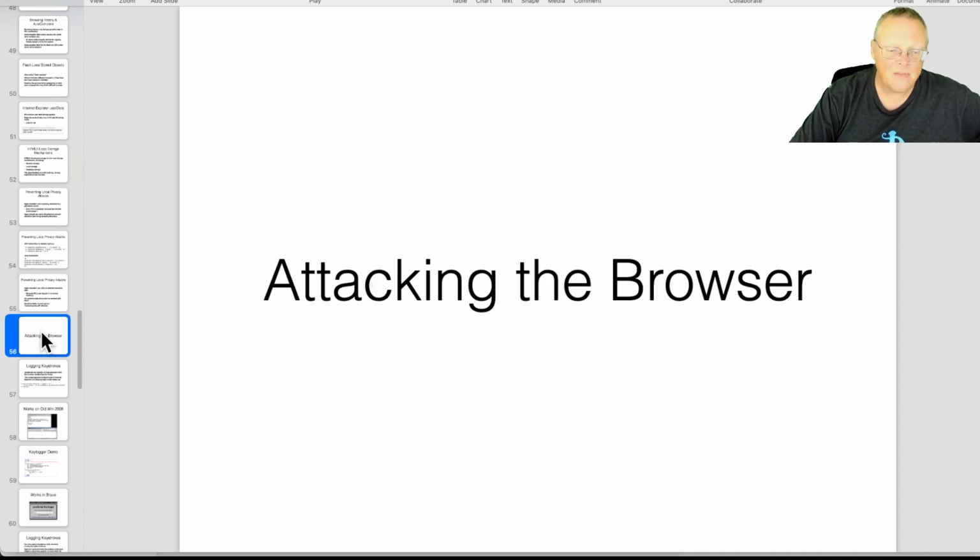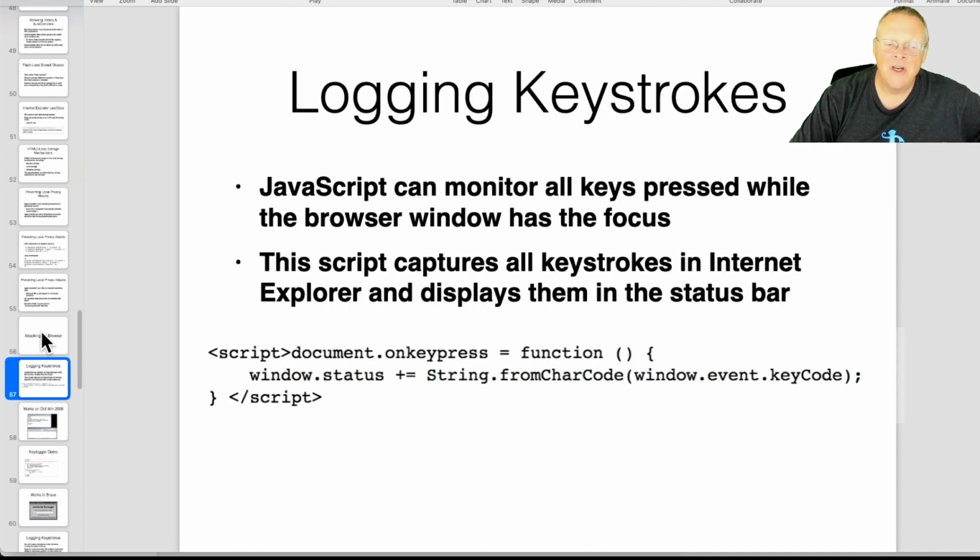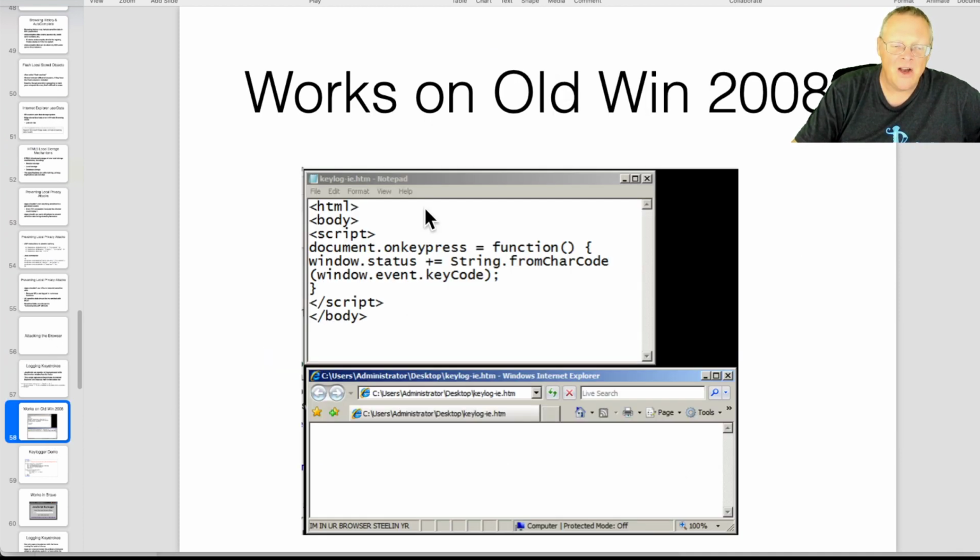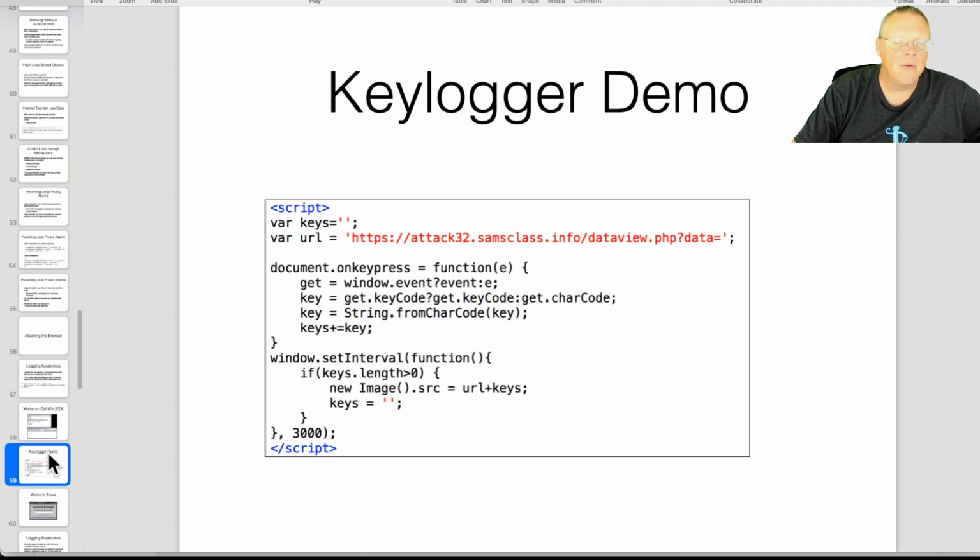All right. And then you can attack the browser. JavaScript can monitor key presses, and so you can make scripts that steal data from the server. Now this script they put here, where it puts it in a status code, only worked in really old browsers like on Windows 2008. You could type stuff up here and then it would show up down here, saying I'm in your browser stealing your cookies. It'd end up down here in the status bar. That's not that useful, but here's one that works. Let me bring that up.